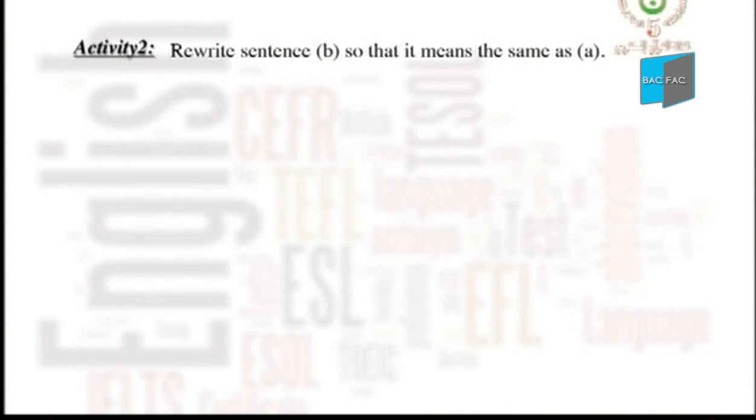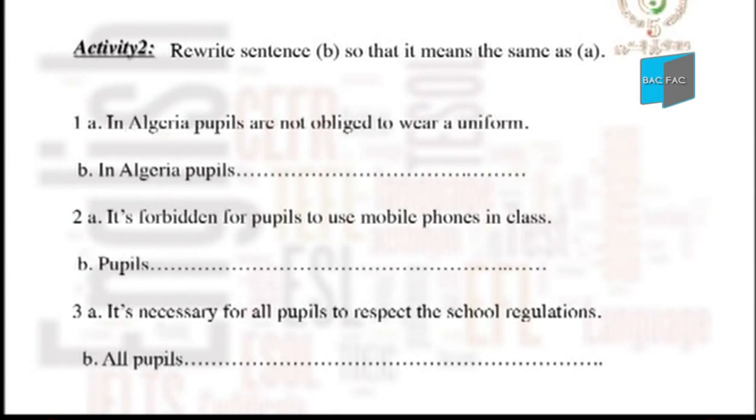Ready? Okay, let's start. In Algeria, pupils are not obliged to wear a uniform. Start sentence B with in Algeria, pupils, and complete the sentence. Second one, it's forbidden for pupils to use mobile phones in class. Start sentence B with pupils. The third and last sentence, it's necessary for all pupils to respect the school regulations. All pupils.